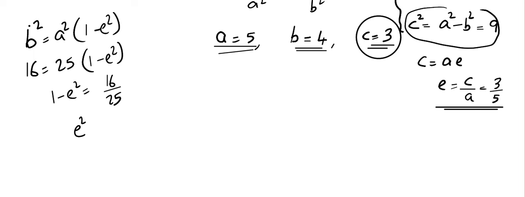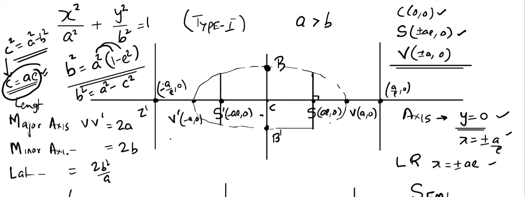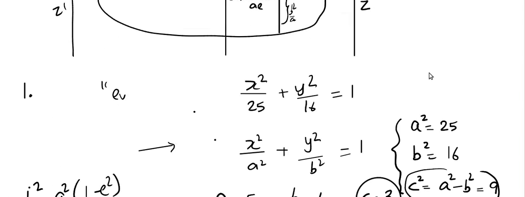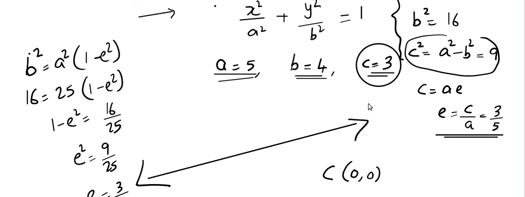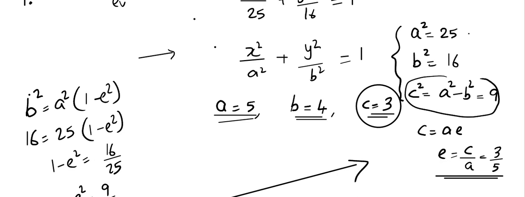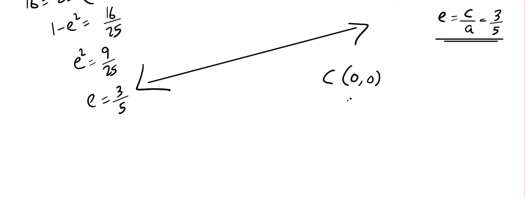So E square will be 9 by 25. So you get E is equal to 3 by 5. See, we can start with coordinates. Okay, so the coordinates are, tell me what will be the center. Okay, 0, 0. By the way, did you identify this is type 1? This is type 1 because A is greater than B. Okay, so the center is 0, 0.